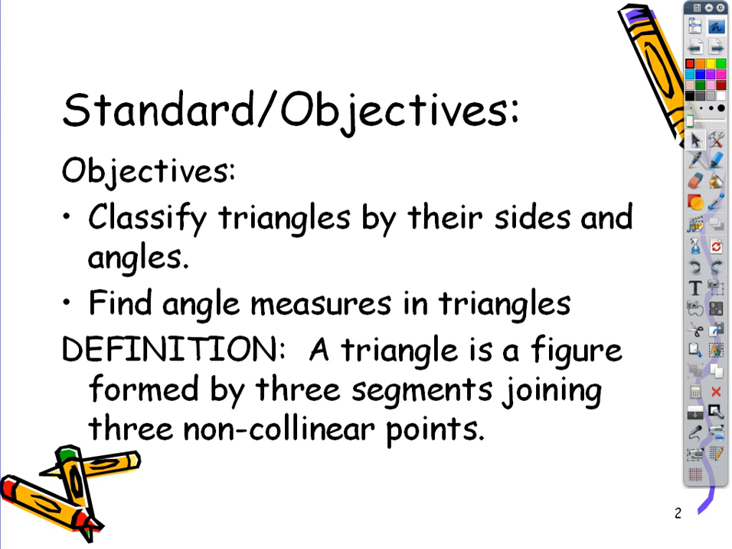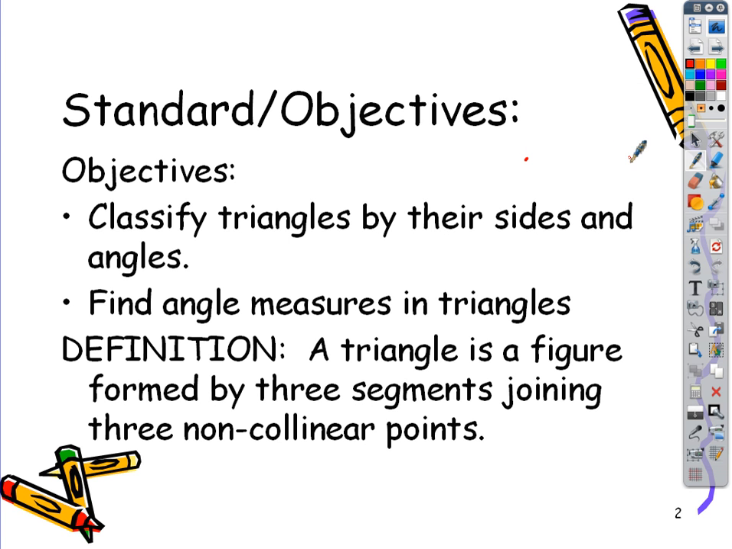A triangle is a figure formed by three segments joining three non-collinear points. Well, it makes sense. Three sides of a triangle. What's this non-collinear business? What does non-collinear mean? If I've got 3 points that are non-collinear, what's that saying? Not on the same line. Sure, and if we draw a triangle, that makes sense.